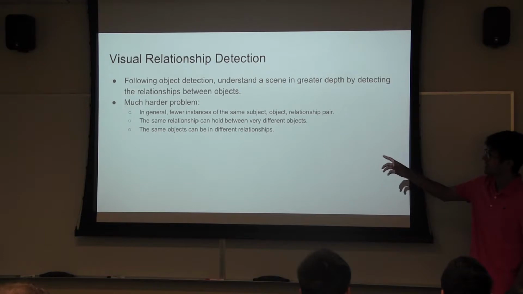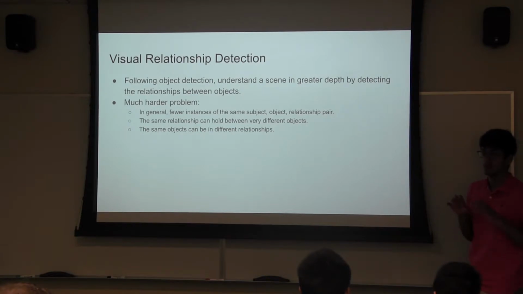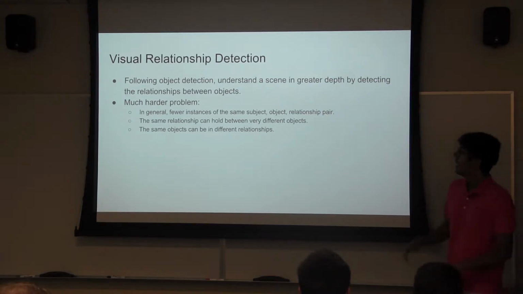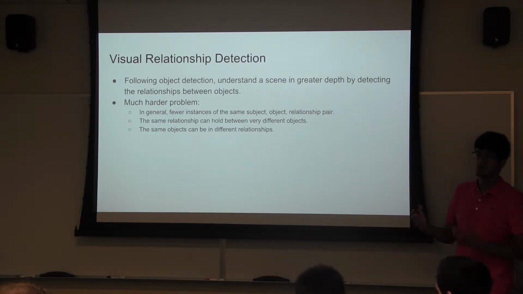In terms of optimization, relationship detection is a lot harder than object detection. In general, you have far fewer instances of the same subject-object-relationship tuple. In comparison, when you're doing object detection, it becomes a little easier to learn because you just see the same object over and over again.